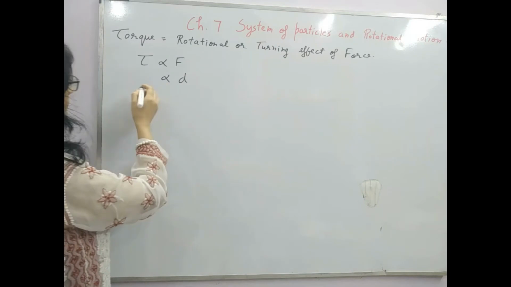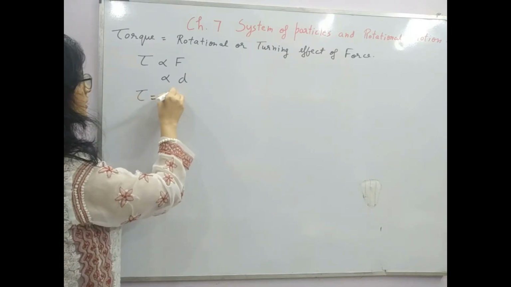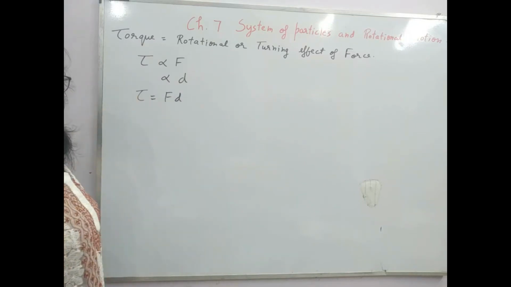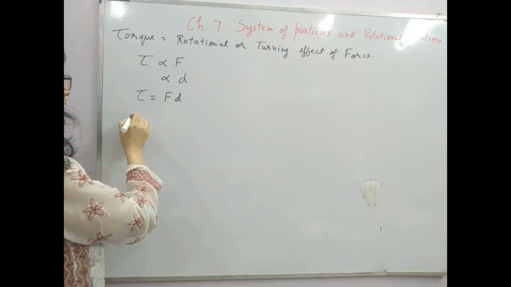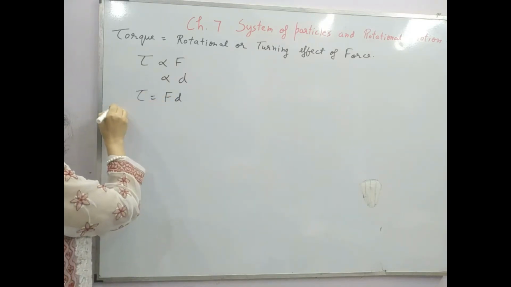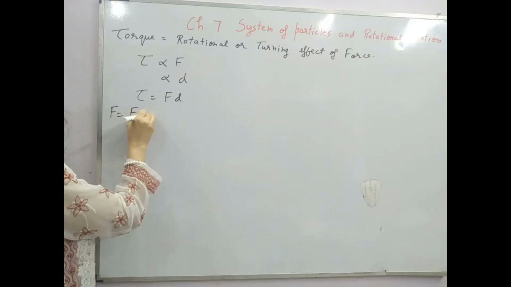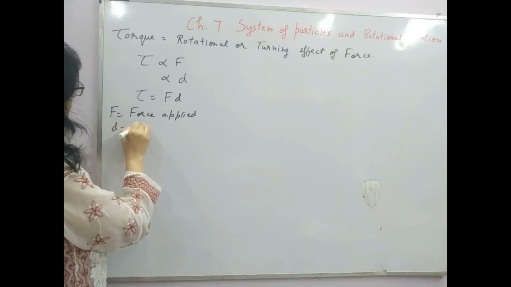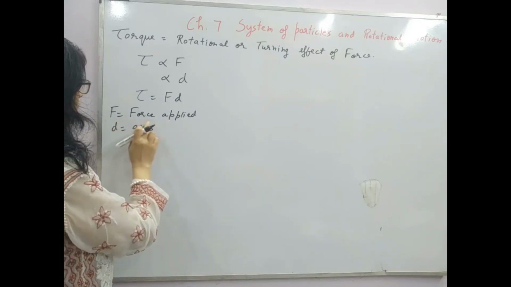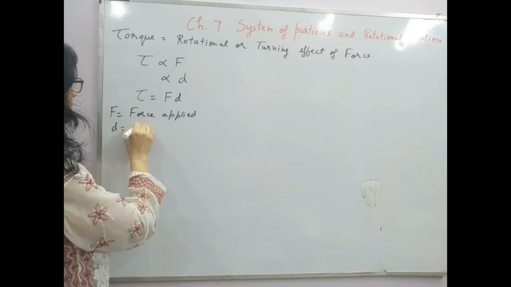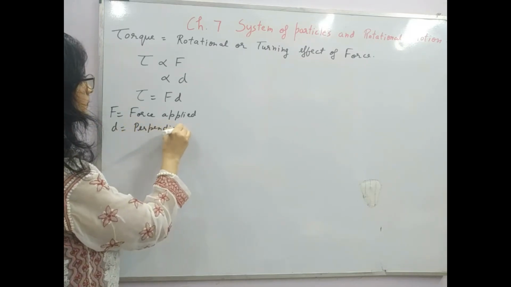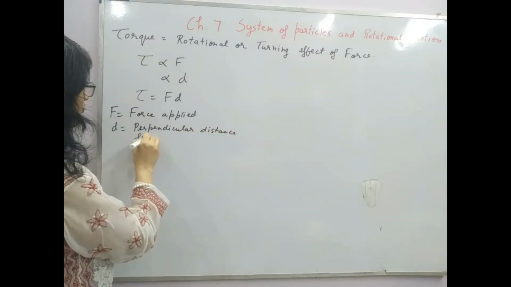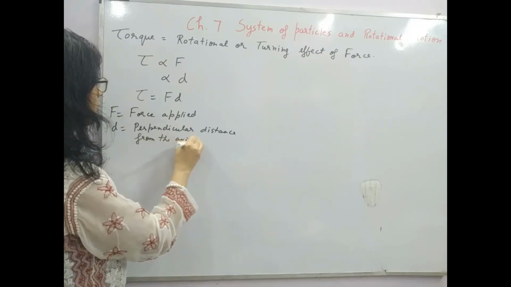So from here we can combine it and we can write that torque is force into perpendicular distance from the axis of rotation. Here we have considered the constant as 1. So what is D? D is the perpendicular distance from the axis of rotation. So this is the force applied, and D is the perpendicular distance from the axis of rotation.